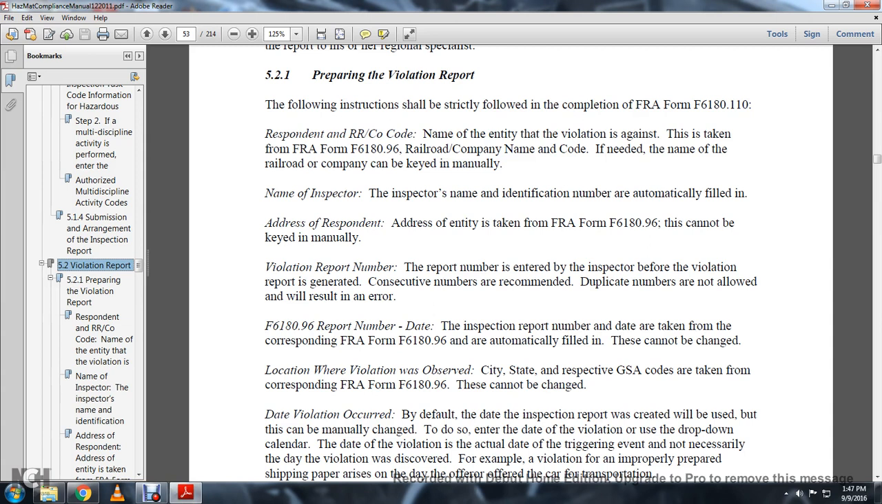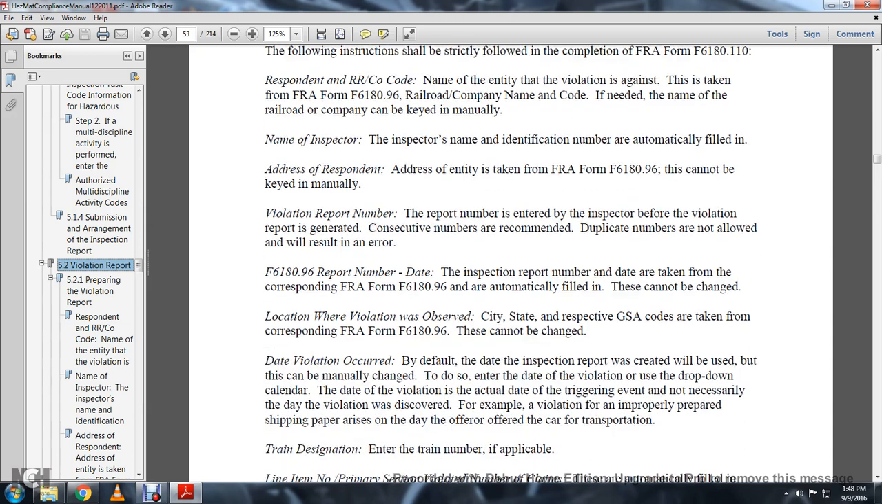The violation report number is entered by the inspector before the violation report is generated. Consecutive numbers are recommended, but duplicated numbers are not allowed and will result in an error. The Form 96 report number, the date, and the inspection report name are taken from the corresponding FRA Form 96 and automatically filled out. These cannot be changed. The location where the violation occurred, city, state, and the respective GCA codes are taken from the corresponding Form 96 and cannot be changed.